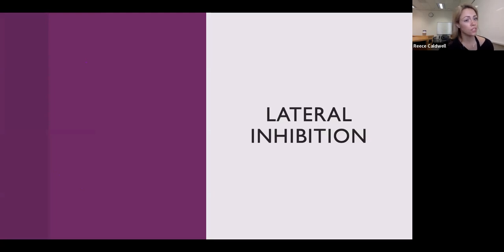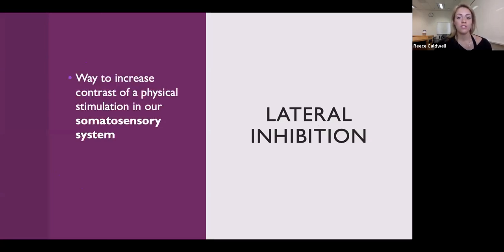If you're not a definitions person, that's okay. I'm not either. I'm going to work through an example to illustrate this after we go through the definition. So the definition for lateral inhibition is that it is a way to increase contrast of a physical stimuli in our somatosensory system. So it's a way to increase contrast of touch.